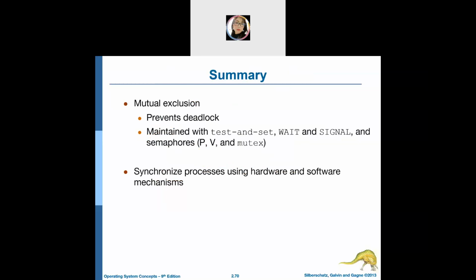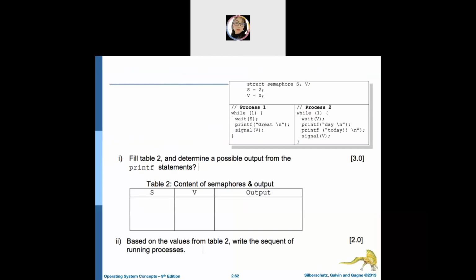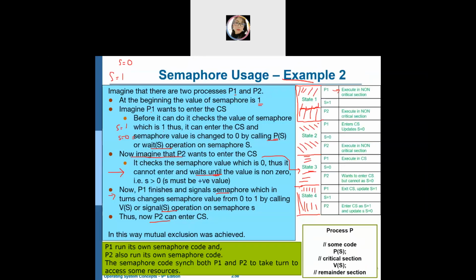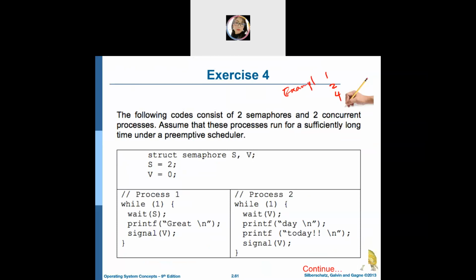So we can try to conclude that mutual exclusion prevents deadlock. It is maintained with test and set, wait and signal, and lastly your semaphore P and V and also mutex. Synchronization process using hardware and software mechanisms. This is only a short summary for your module 6. Later on, before we end module 6, we're going to do together example 1, 2, exercise 4, and several other examples related to exercise 4. I hope you can try first, so then I can ask you about the answer before we discuss together. Is it okay?